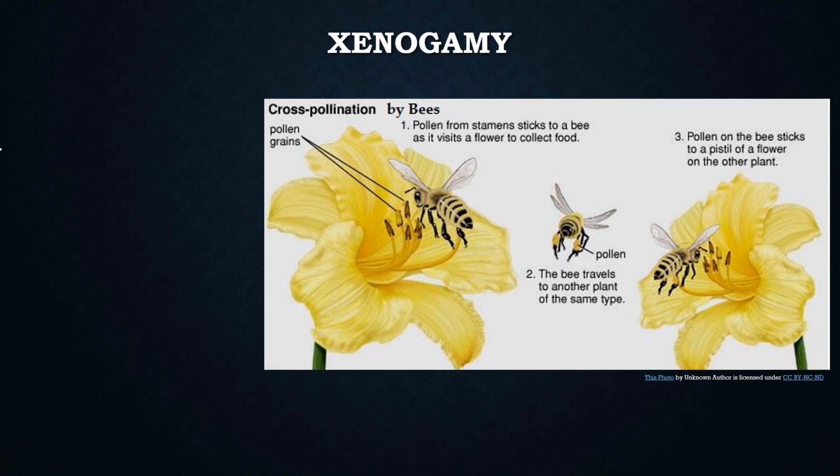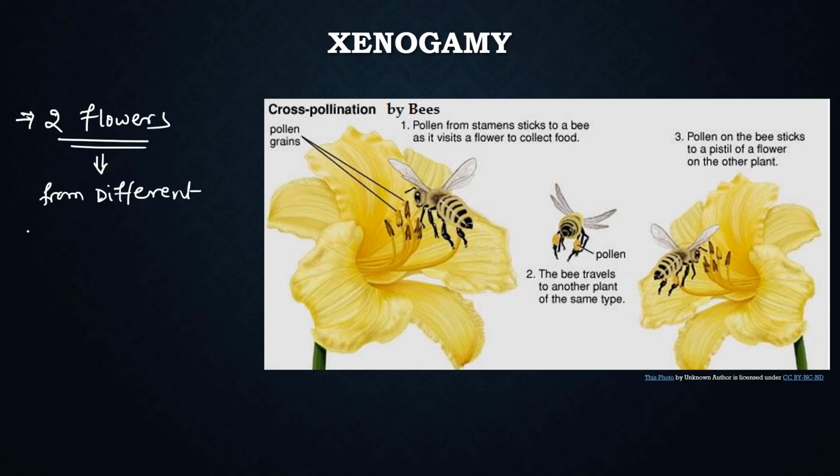Now when we talk about xenogamy, again here there is going to be involvement of two flowers, but the difference from the previous case is that these two flowers are from different plants. These two are from different plants, but these two plants belong to the same species. So they are from the same species, but two different plants, two different flowers, and there is pollination between them.